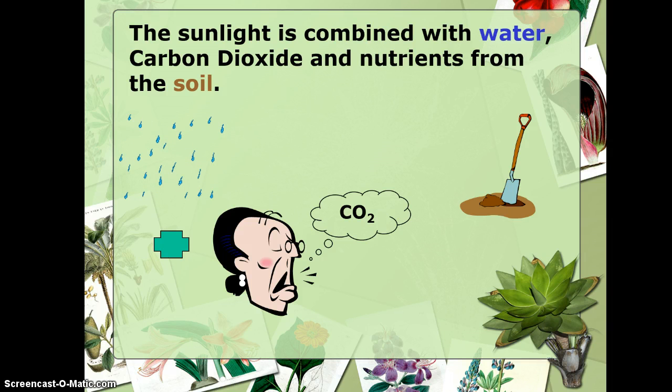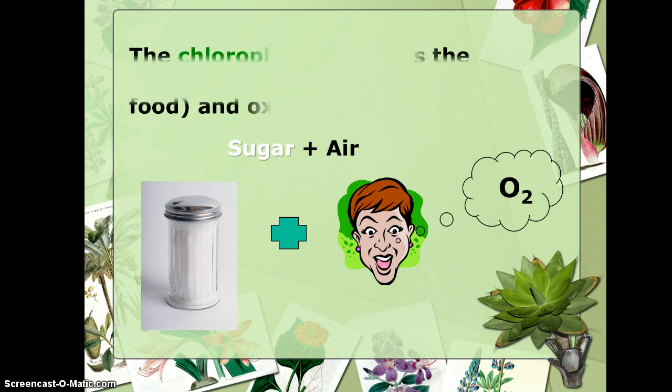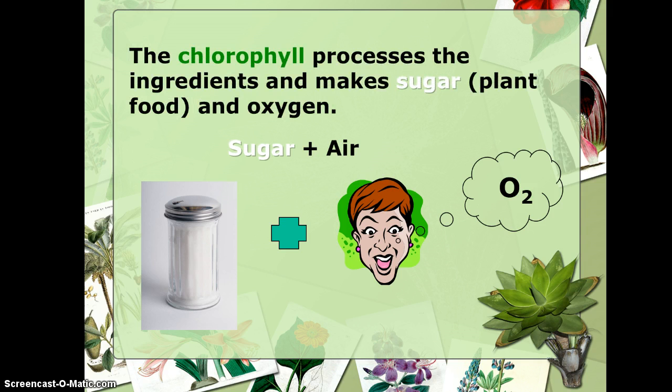Okay, so this little diagram again is going to highlight those raw materials with the sunlight, and when it's combined with water, carbon dioxide, and nutrients from the soil, we're left with the first process of photosynthesis. So water plus carbon dioxide and soil is going to give us our sugar. The chlorophyll processes the ingredients, those raw materials, and makes the sugar, which is plant food. And kind of a byproduct of this process, again, is we make sugar and oxygen that other organisms can actually use. Like us, we breathe in oxygen.